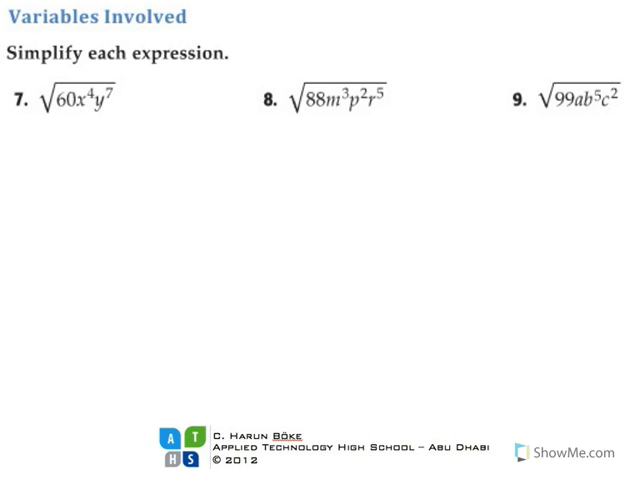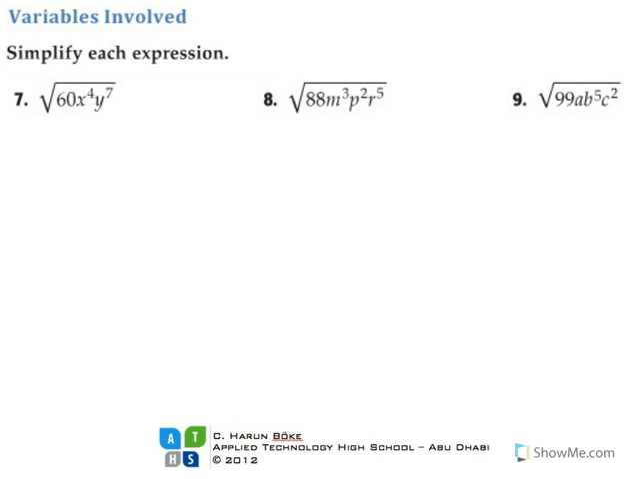We have 60 times x to the power 4 times y to the power 7 in a square root. Now for the numbers there is no difference. So this means for 60 I'm going to prime factorize it, and then if I find a perfect square inside, I'm going to take it away from the square root.